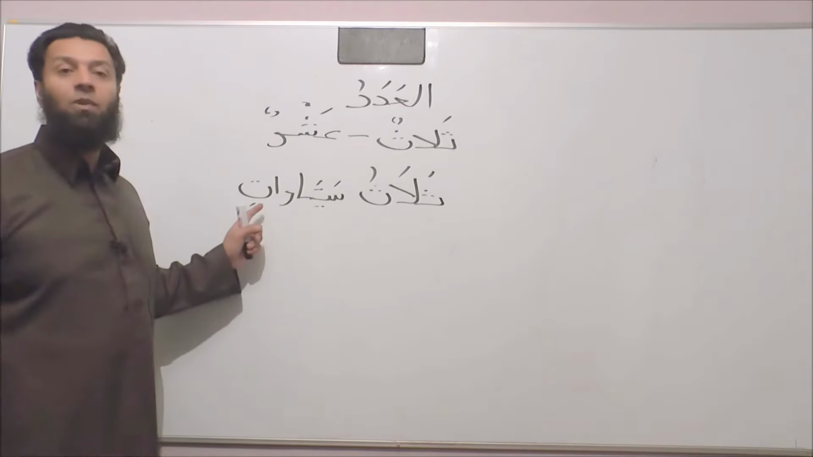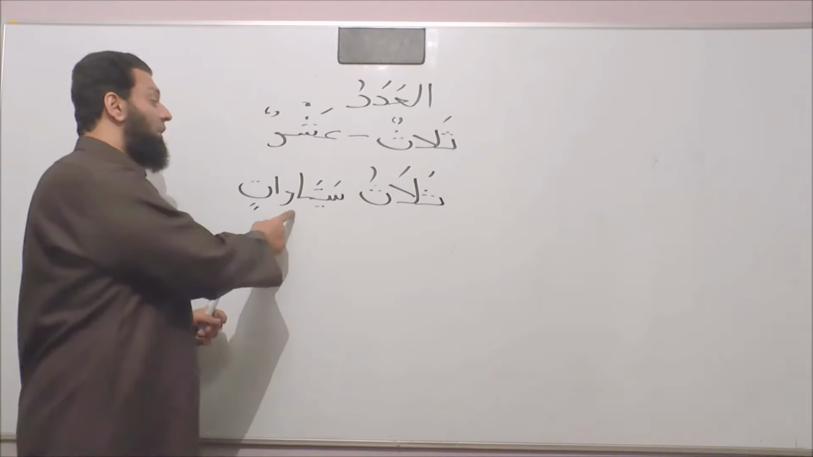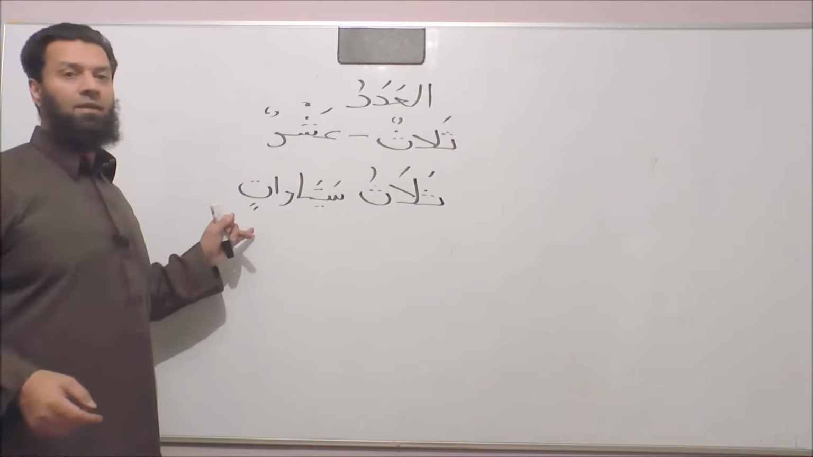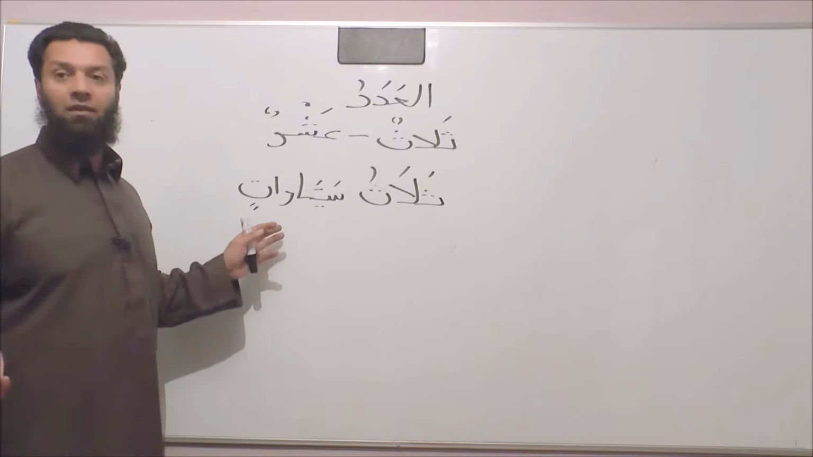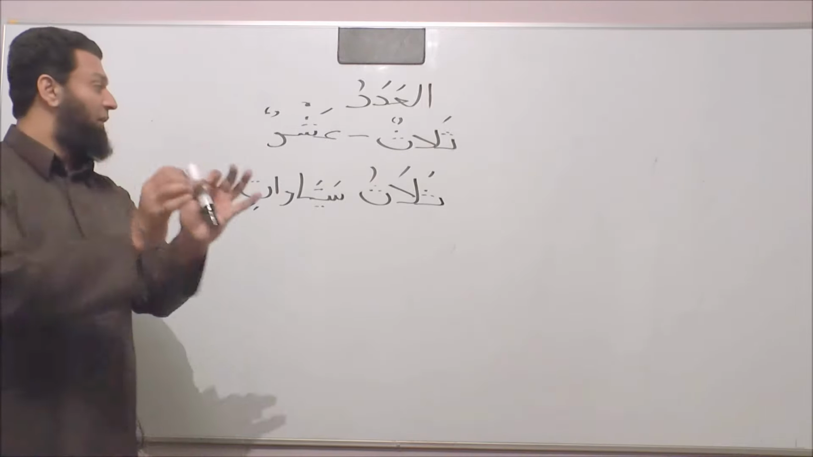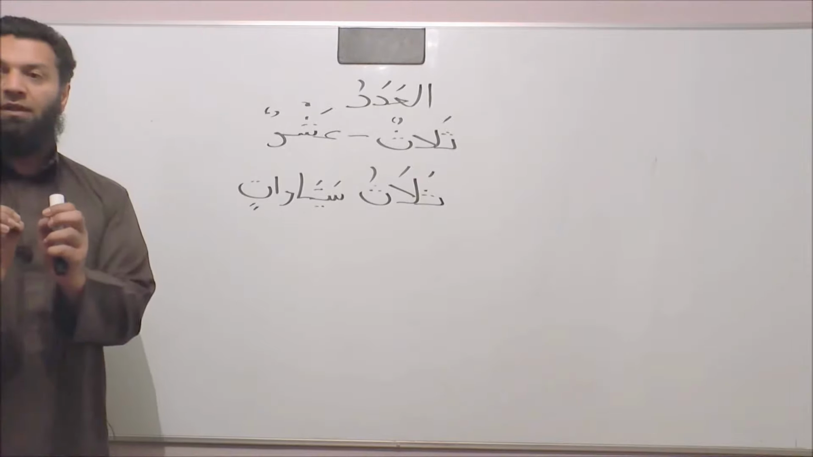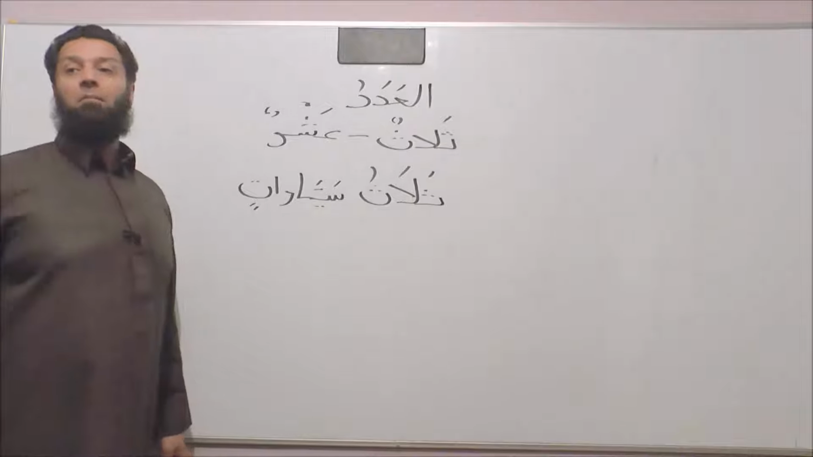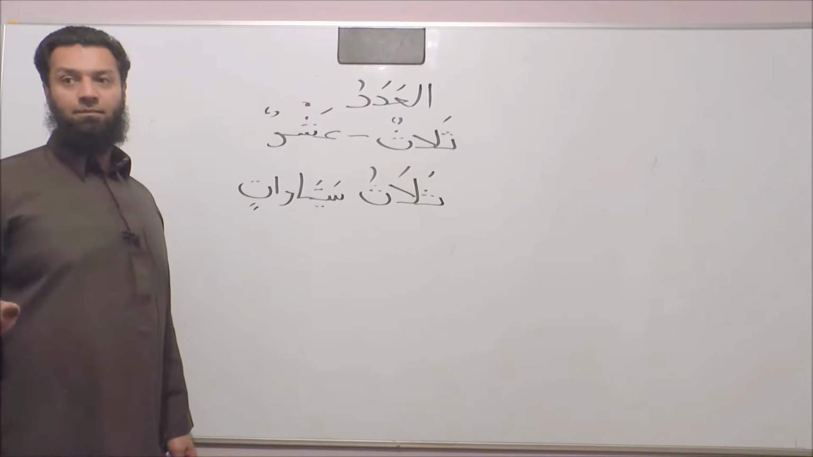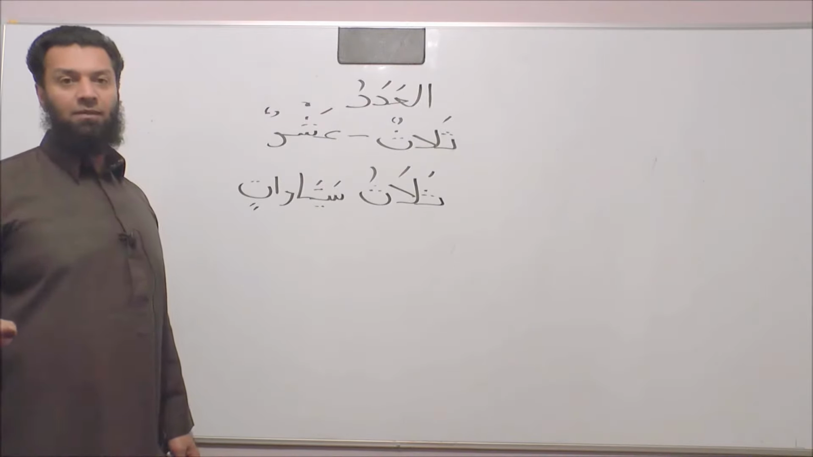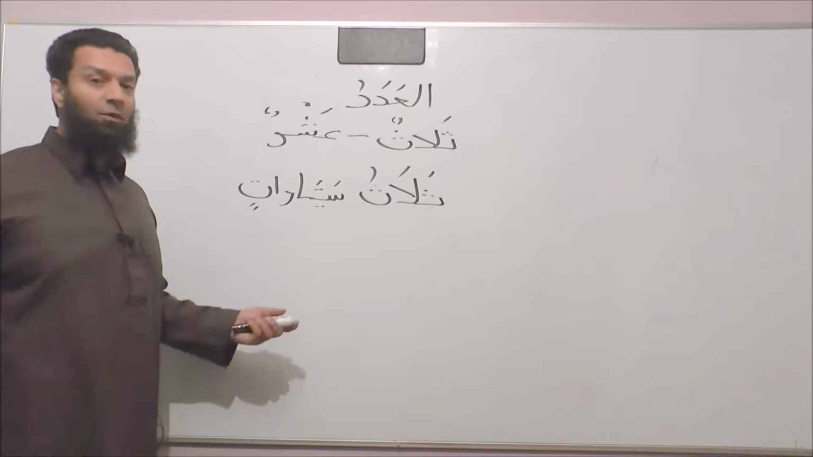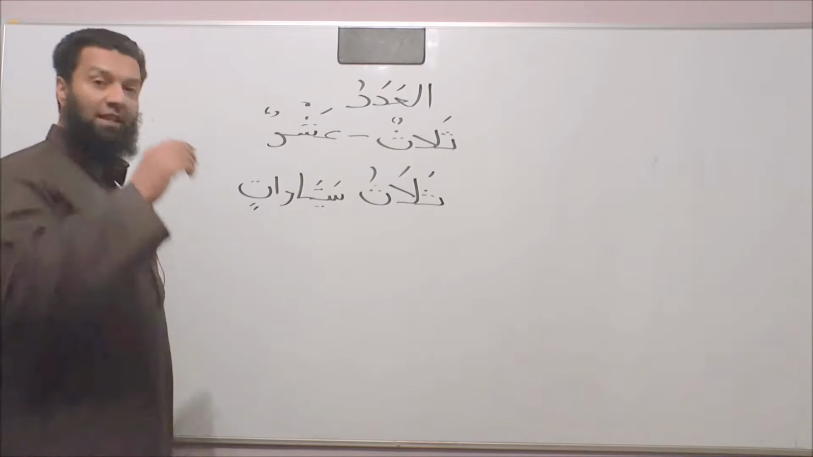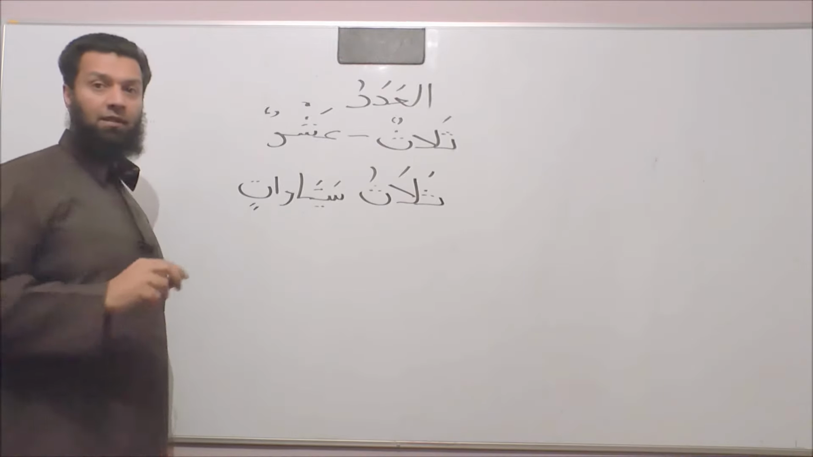So the ismun which is counting, is that mudhakkarun or mu'annath? Mu'annathun, it's female, right? So if it is female, then your number must be male, right? Is there a reason for that? Or? That's the rule, Ya Muhammad. Right? That's the rule. Okay?